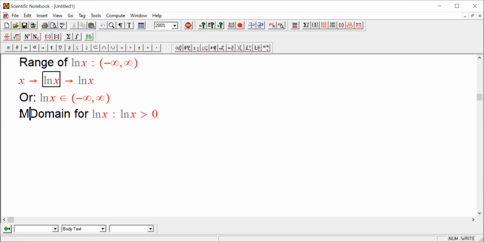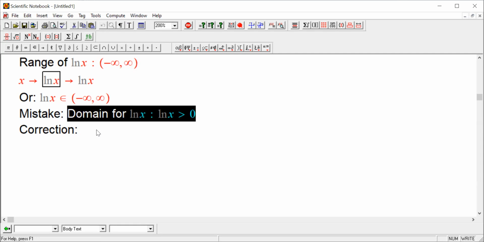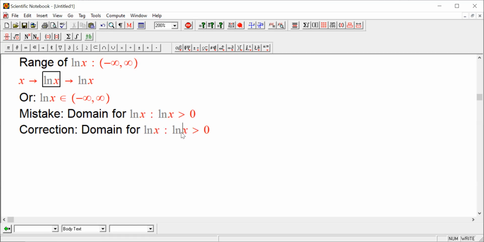So we clarify: that is the mistake, and the other one is the correction. The correction is we need to remove ln, because if you have ln attached, that becomes the output. Domain is about input. This notation tells the reader the input is x and the output is ln x. Got it?